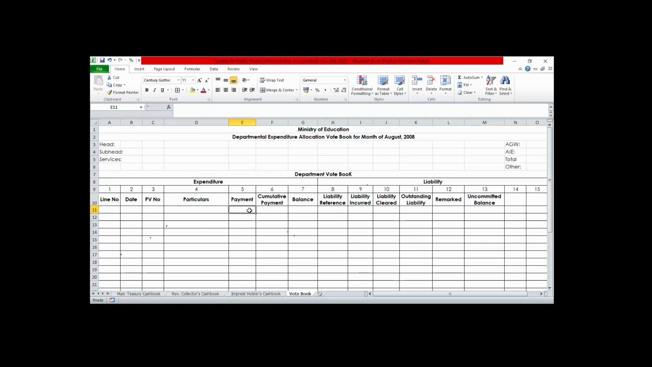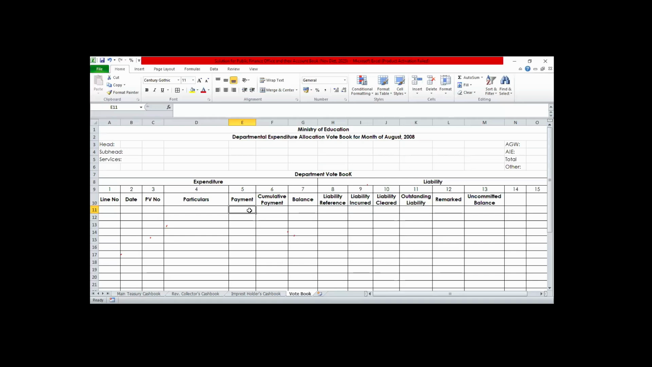How much is the amount of what they have supplied you that you have not paid for? Out of what they supplied you, then you pay the sole amount. That is the liability cleared. Then the outstanding what? Liability, which is the one you are still owing. Then the remark is showing, is it the payment you have made or you supply? That one will be on that remark.